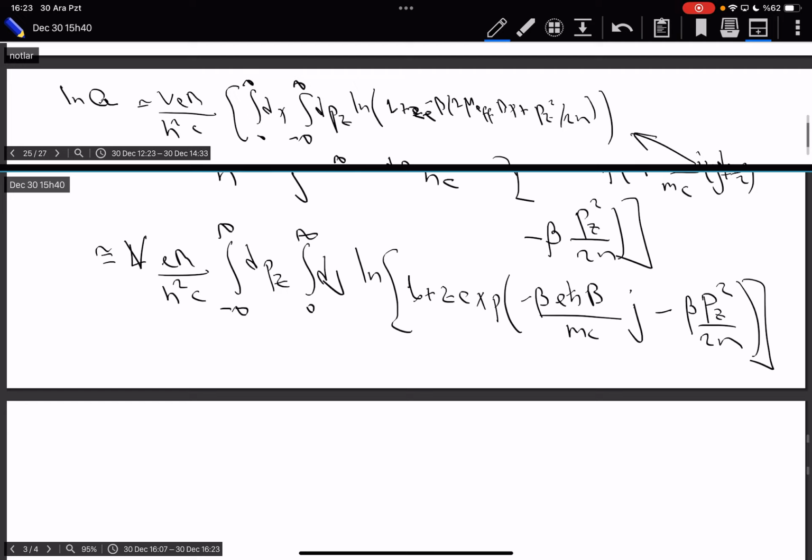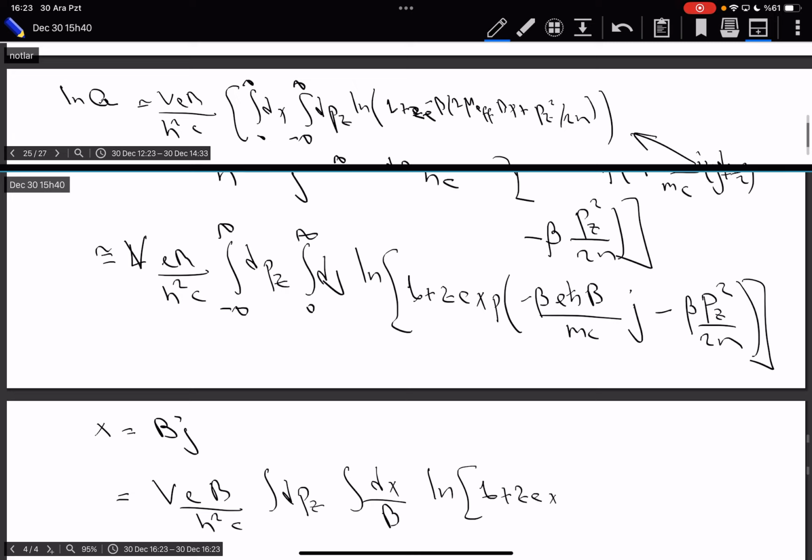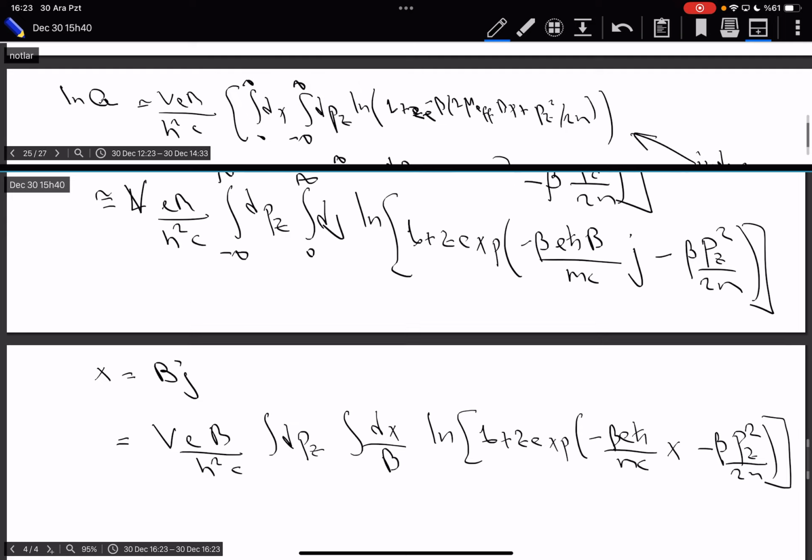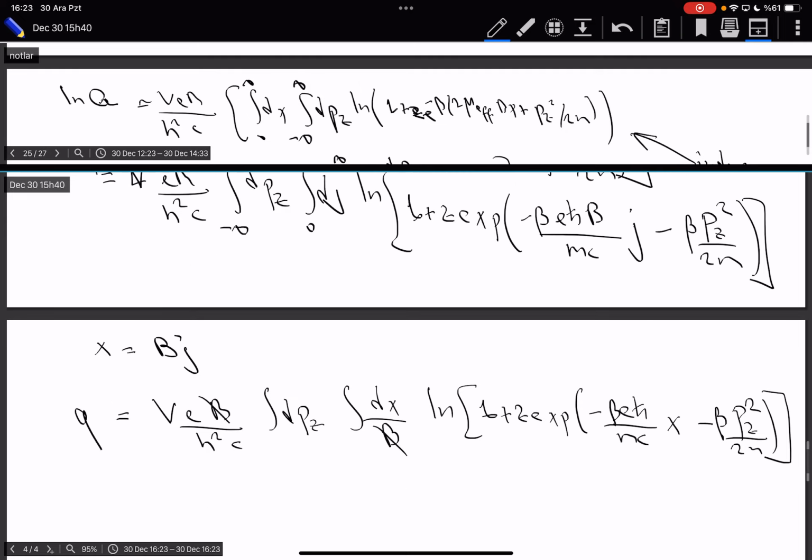Well, I can make a change of variable. Let me just call x as B J. Then that term basically becomes V e B over h squared c, integral dp_z dx over B, logarithm of 1 plus Z exponent minus beta e h bar over m c x, minus beta p_z squared over 2m. B is cancelled. So you see that the Q potential is independent of B.